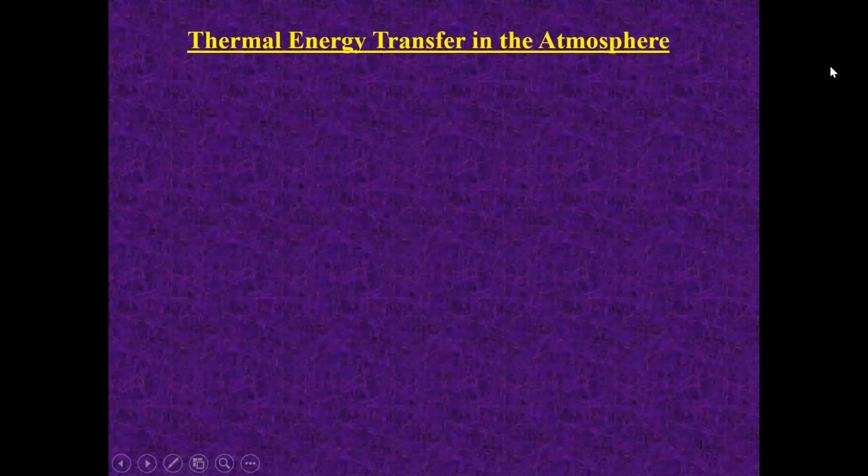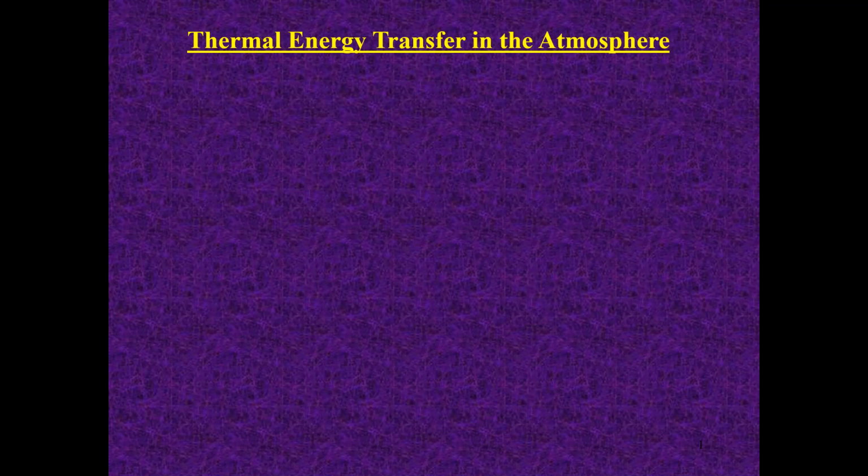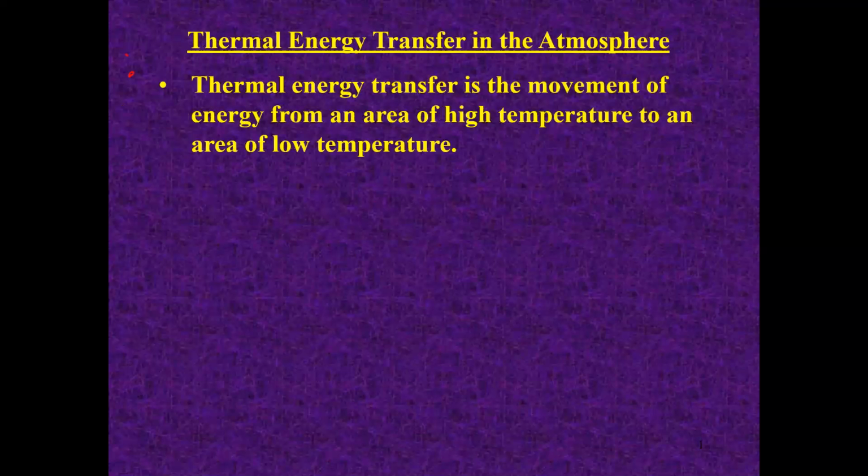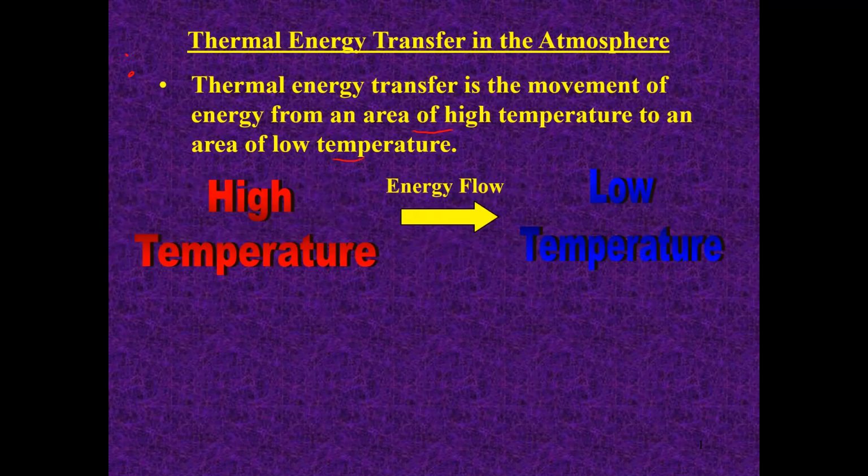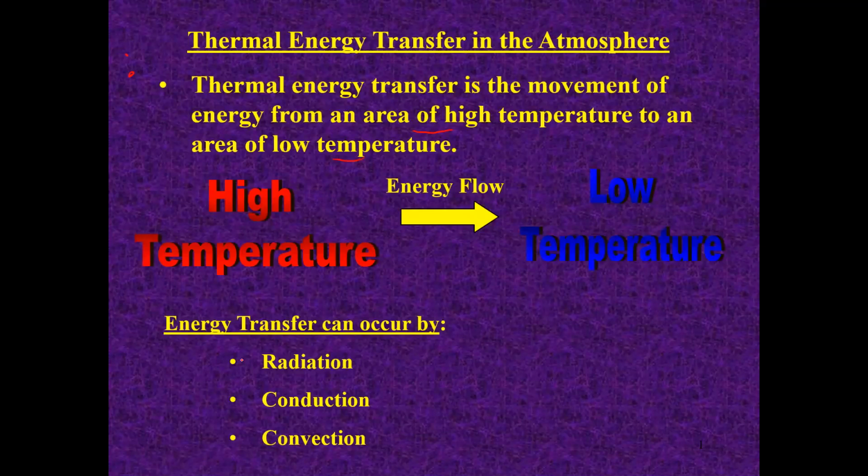Okay, folks, we are on section 2.2 of your textbook here, Thermal Energy and Transfer in the Atmosphere. Just a heads up, we're going to be using a calculator in the next week, doing some calculations on this stuff. Some of this you've seen before. Thermal energy is a movement of energy from an area of high temperature to an area of low temperature, and it occurs through radiation, conduction, and convection. That's how energy is transferred from high to low, thermal energy transfer.